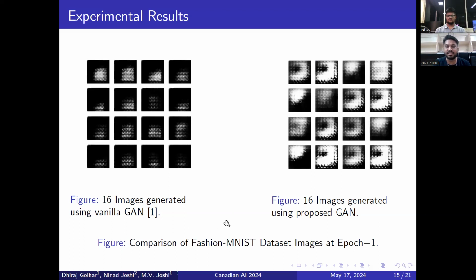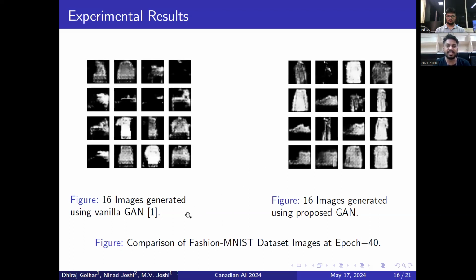Similarly, for the Fashion MNIST dataset, we can clearly see that learning the generation of images is yet to start. But in the case of the proposed GAN, it has a head start in learning the generation of images. So we can clearly see that here our proposed GAN is much faster as compared to the neo approach.